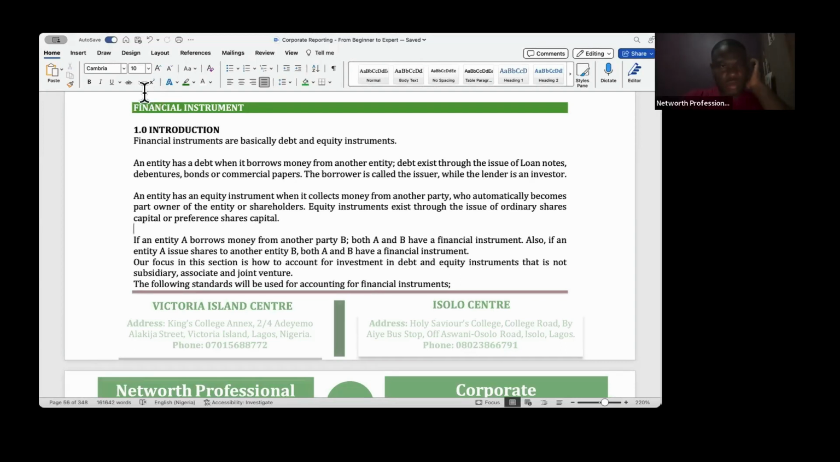So today now we'll be moving to a new topic on financial instruments. Last week we were able to finish up with IAS 19 on employee benefits. So today, hopefully, we'll go far on financial instruments.